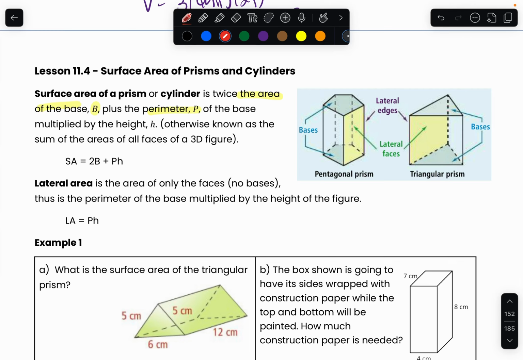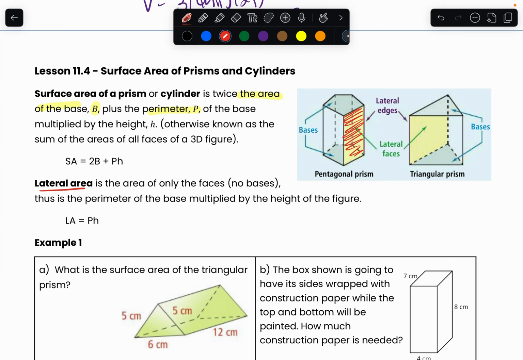This video is going to be about 11.4, which is about surface area of prisms and cylinders. Now, to find the surface area of prisms and cylinders, let me first learn about something we call the lateral area. The lateral area, when we have a three-dimensional shape, is the area of all the faces.